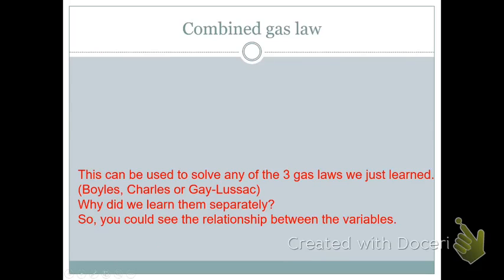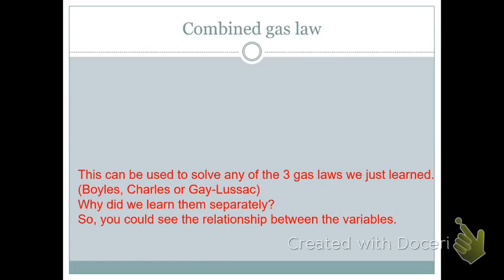So the combined gas law takes all the gas laws of Charles, Boyle, and Gay-Lussac and puts them all together. And it allows us to solve any of the three laws that we've just gone through. The reason we've taught them to you separately is so that you could see the relationship between the variables. You could see that with Boyle's law, pressure and volume are inversely proportional to each other. That means if you increase the pressure by a certain amount, you're decreasing the volume by a certain amount.